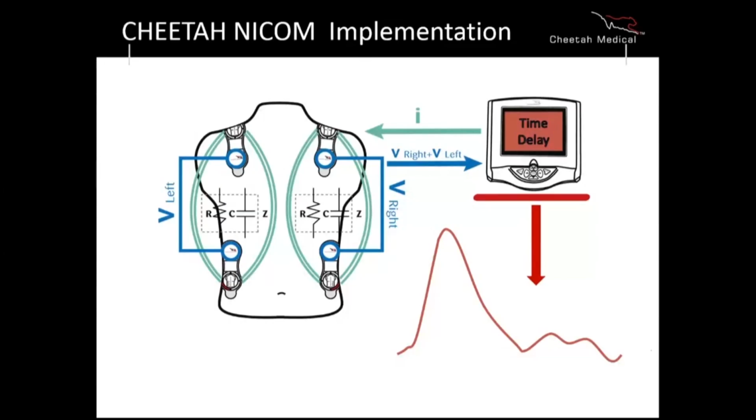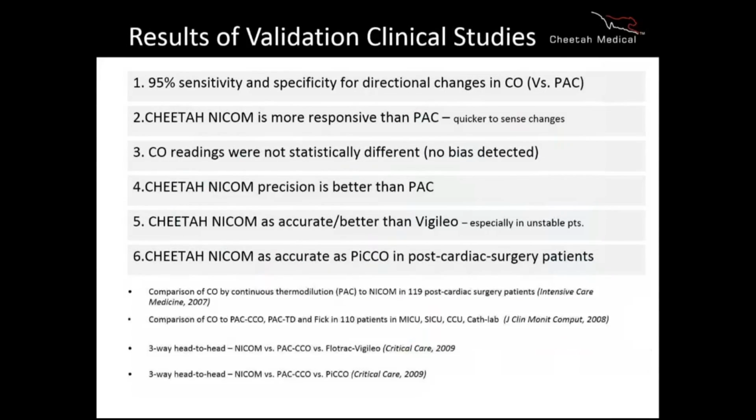Let's just take a look at the results of the validation clinical studies. It's 95% sensitivity and specificity for directional changes in cardiac output versus the pulmonary artery catheter. The Cheetah NICOM is more responsive than the PA catheter. It's actually quicker to sense changes. Cardiac output readings were not statistically different. The precision is better than with the pulmonary artery catheter. The Cheetah NICOM is as accurate or better than the Vigileo, especially in unstable patients. And the Cheetah NICOM is as accurate as PICO in post-cardiac surgery patients.